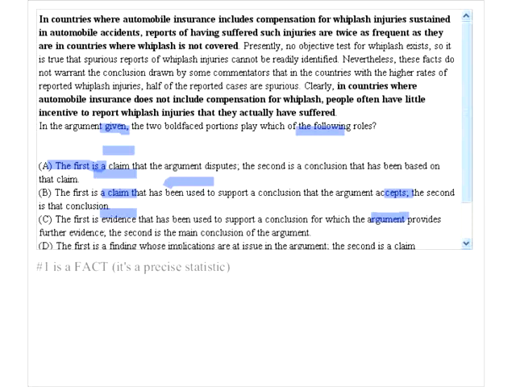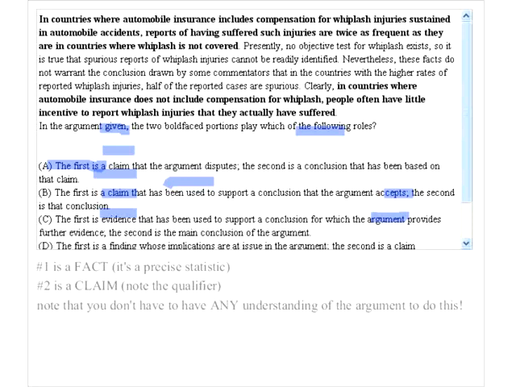Note the qualifier. Note that you don't have to have any understanding of the argument to do this. You don't have to understand a thing about the way it works. Well, let's take a look. Number 1 is a fact. Claim, wrong. Claim, wrong. Evidence is fact, so that's fine. Findings are fact, so that's fine.